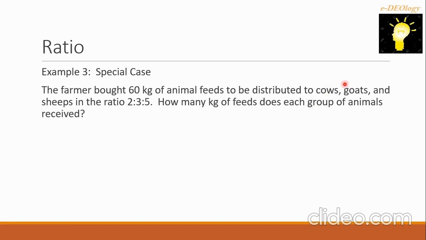The way the groups of animals are listed here corresponds to the ratio. The cows are listed first, so they correspond to the number 2 in the ratio. The goats are in the middle, so the number 3 is for the goats. And the last is the sheep, so the number 5 corresponds to the sheep. So first, let us compute the cows' share, the first group in the list.